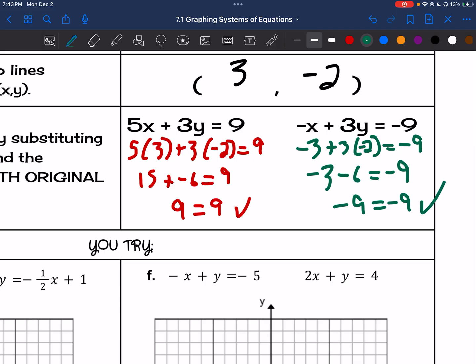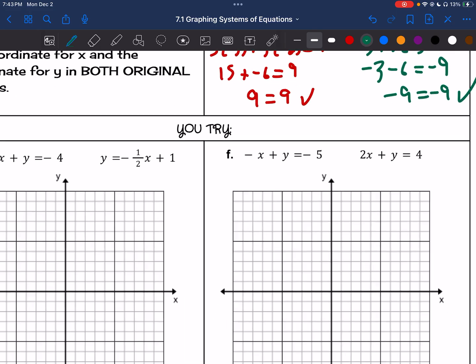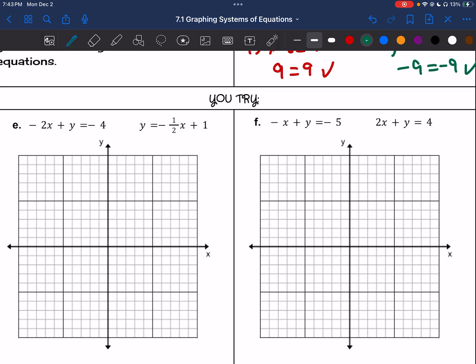All right, I need you guys to go ahead and try letters E and F on your own. And then when you are done with them, please come back and check your work against mine.